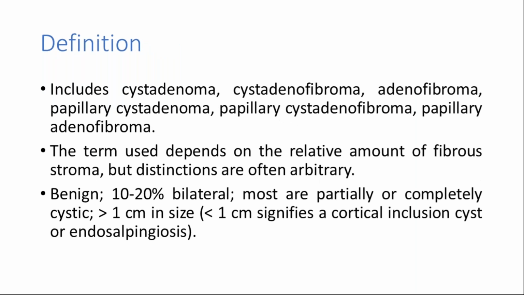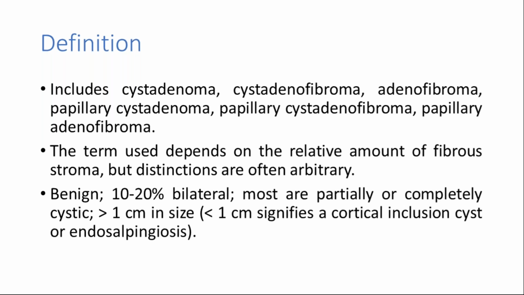So coming to definition, it generally includes cystadenoma, cystadenofibroma, adenofibroma, papillary cystadenofibroma, papillary cystadenoma, and papillary adenofibroma. All these papillary entities are nothing but the previous ones with a papillary configuration in them. The term usually depends on the relative amount of fibrous stroma, but distinctions are often arbitrary. These are benign. 10 to 20% are bilateral. Most often they are unilateral.